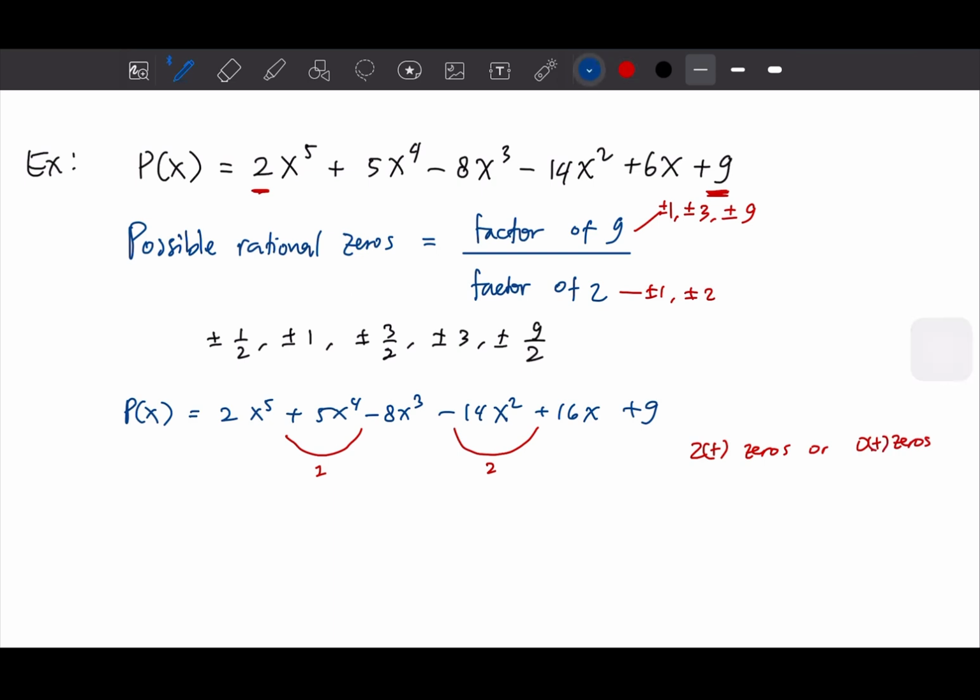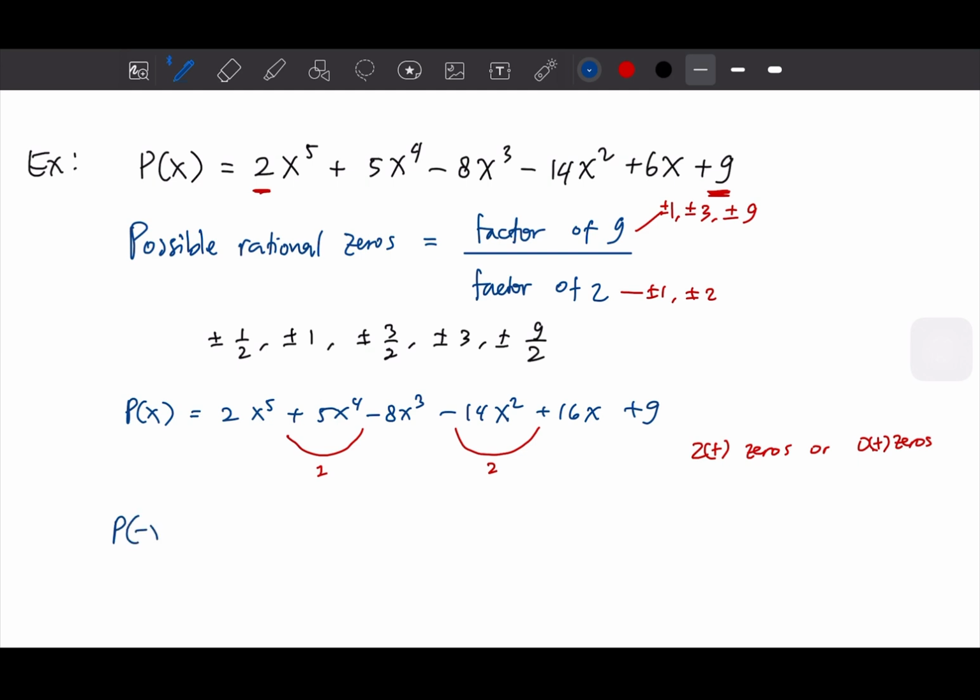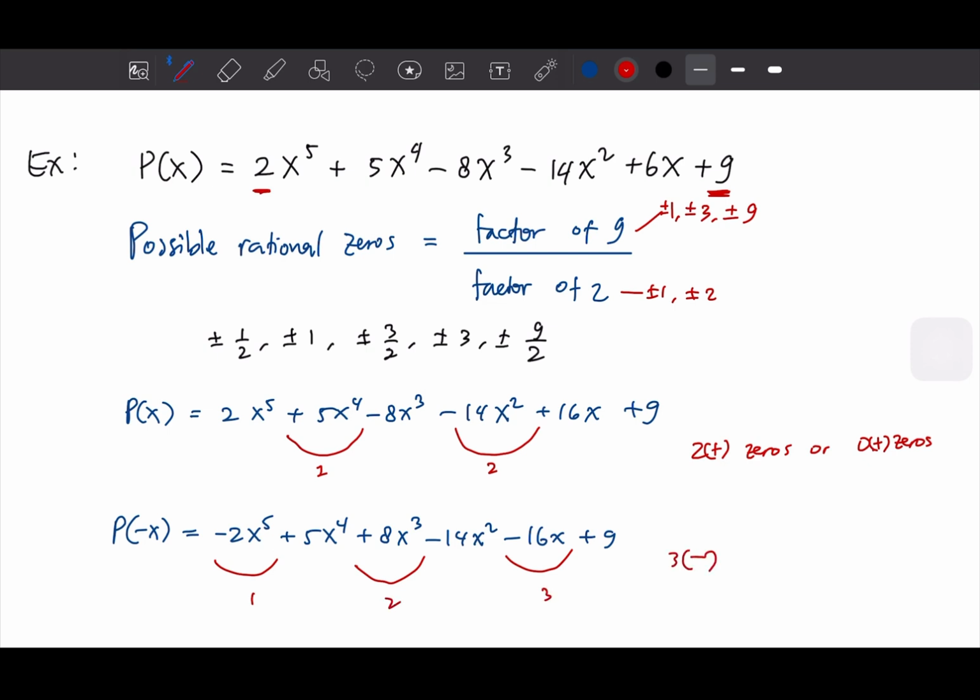And then we could also check the negative zeros if you would like to know. This will be negative 2x^5, this will be plus, this will be minus, this will be minus, and plus 9. So 1, 2, 3. So 3 negative zeros, or 1 negative zero.